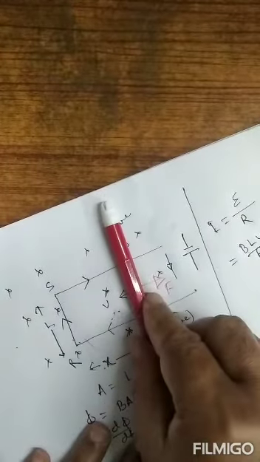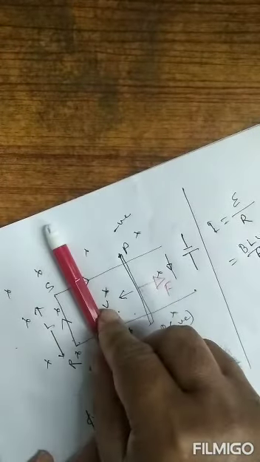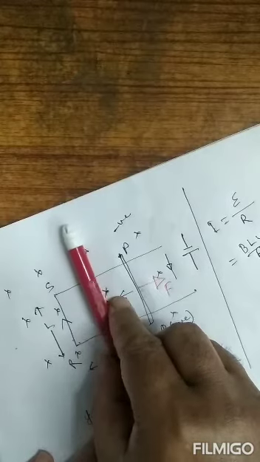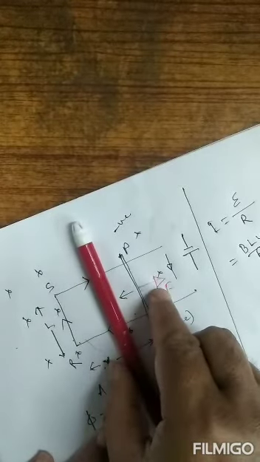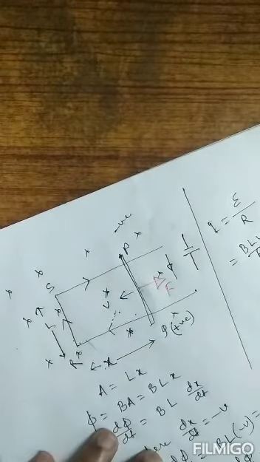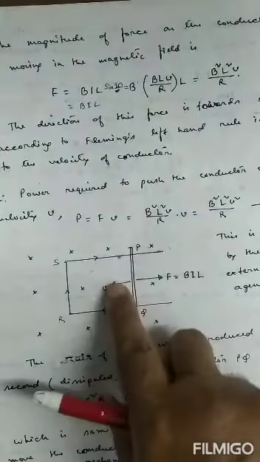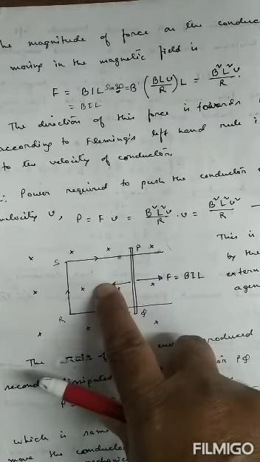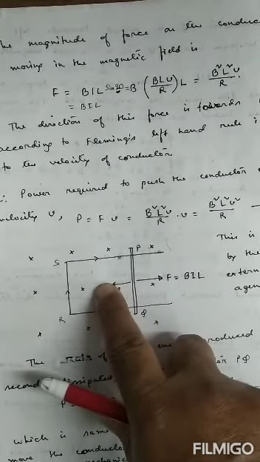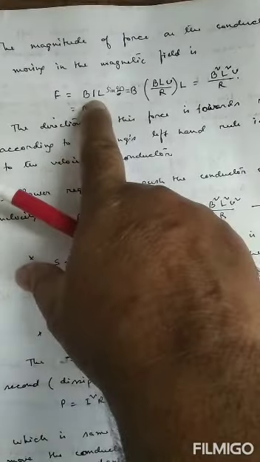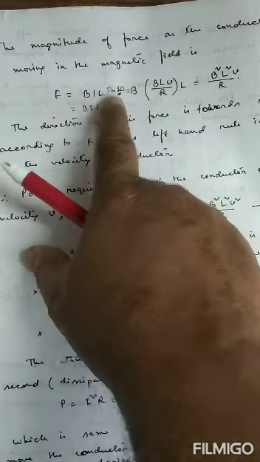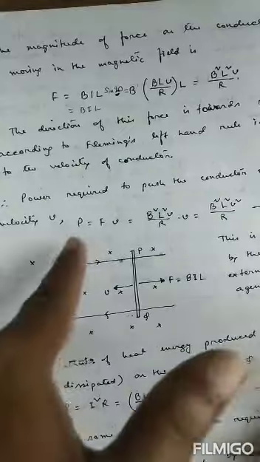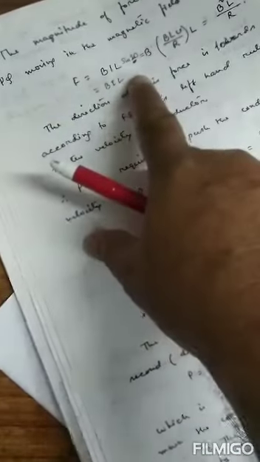When we try to move the conductor in this direction, the magnetic field exerts a force on the conductor PQ opposite to the direction of motion of the conductor. What is that force? It is BIL sin 90. Why sin 90? The magnetic field is perpendicularly inward. This is the direction of the magnetic field, this is the direction of current, so this angle is 90 degrees. So BIL sin 90.